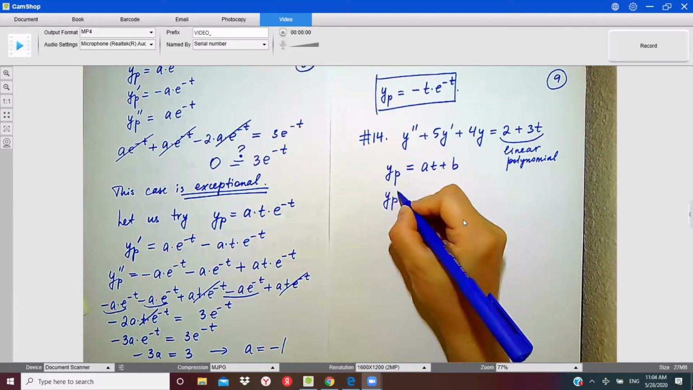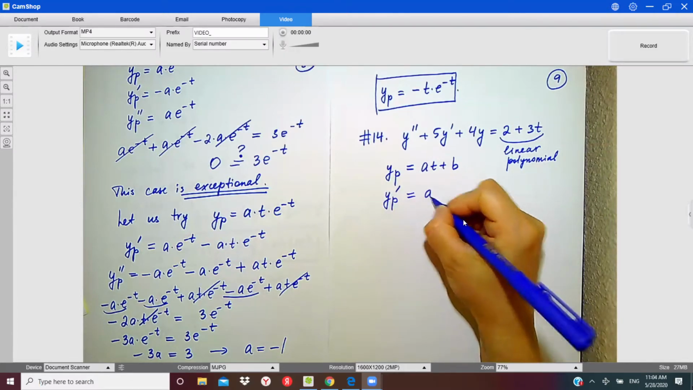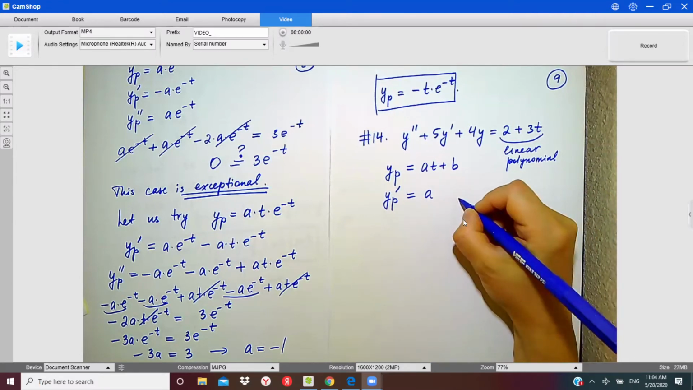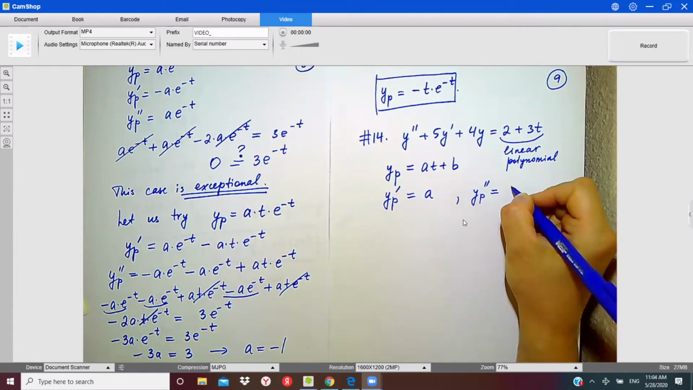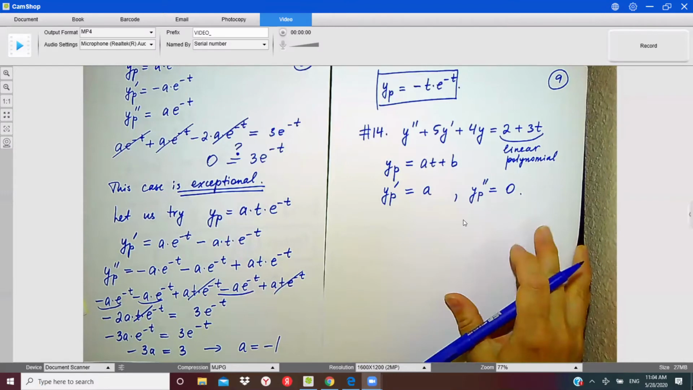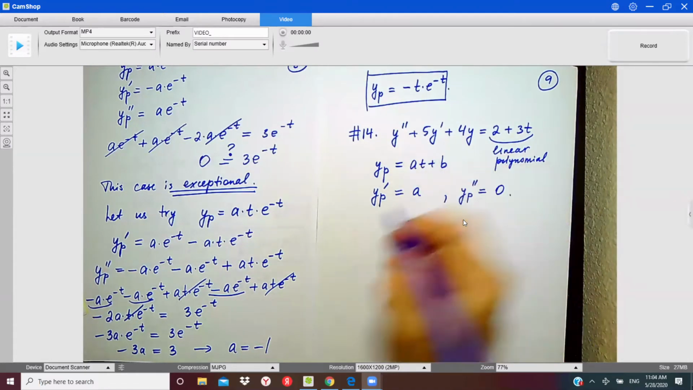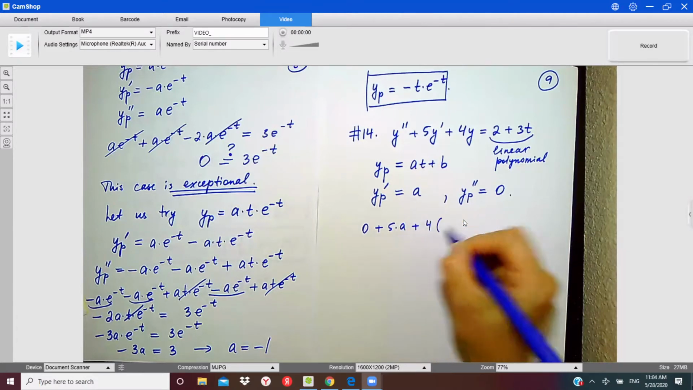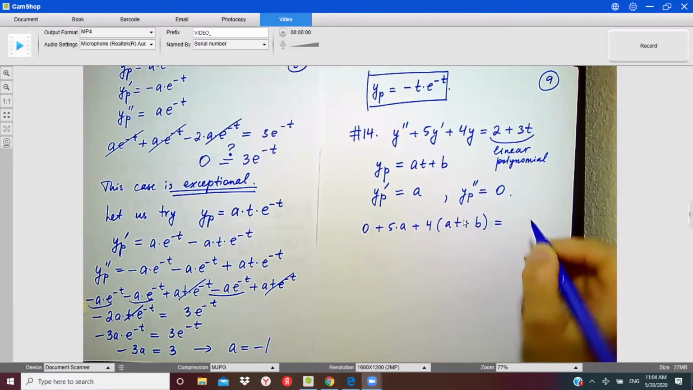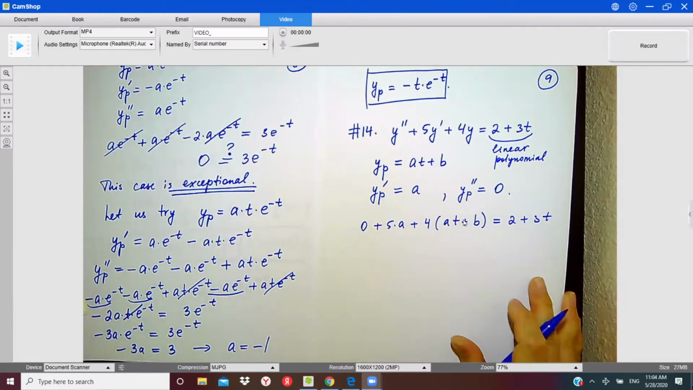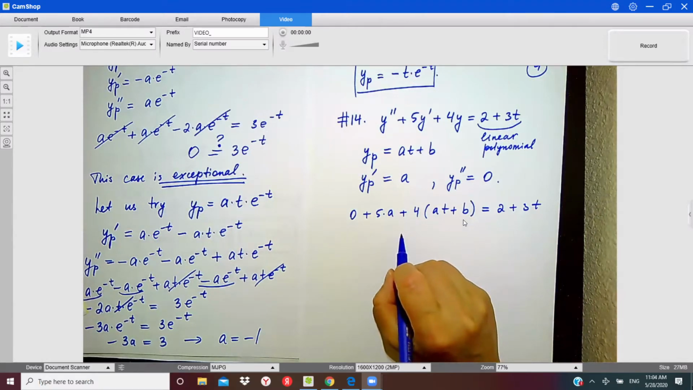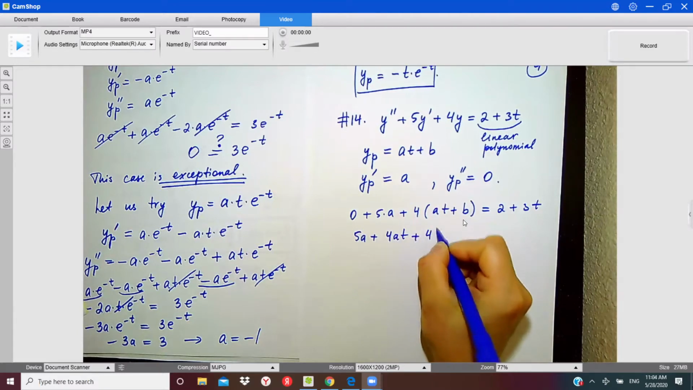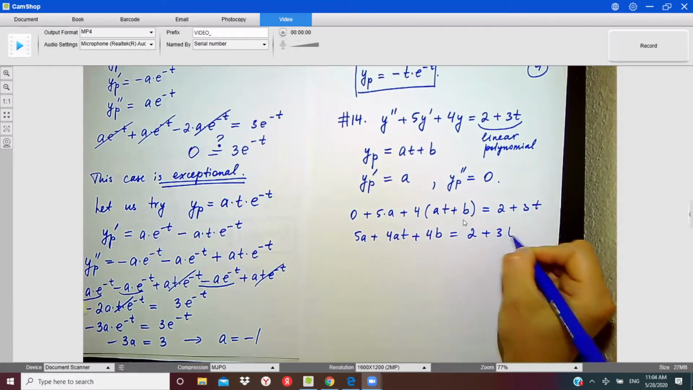So let's see if it works. Let's take the derivative. Very nice. The derivative is just the constant a, and the second derivative is 0. Very convenient. So I'm going to substitute all of these. So we have 0 plus 5 times a plus 4 times (at plus b) equals 2 plus 3t. So this will be 5a plus 4at plus 4b equals 2 plus 3t.